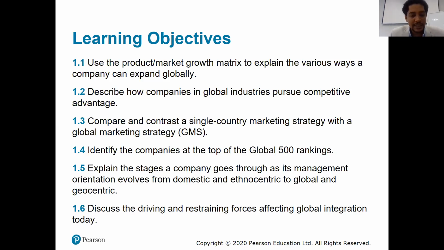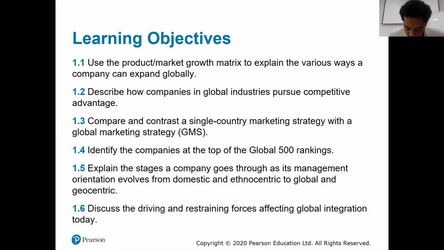Okay. So the sixth objective in this course is to discuss the driving and restraining forces affecting global integration today. So what are the factors that affect us from being involved in global marketing? And what are the factors that motivate businesses to be involved in global marketing or to have global integration? We will talk about these factors that restrain and the factors that reinforce or motivate businesses to be involved in global marketing. Okay, so we have these six objectives.